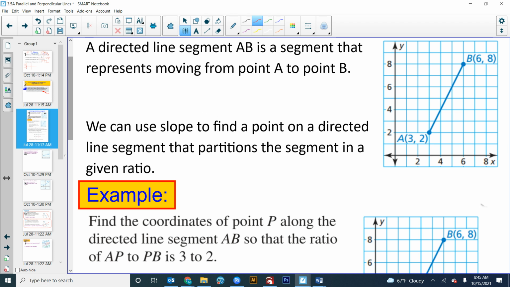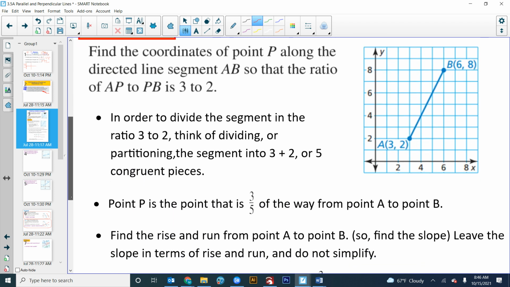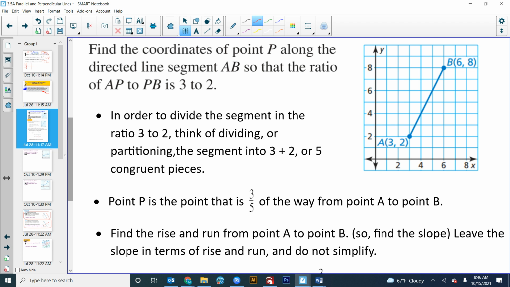A directed line segment AB is a segment that represents moving from point A to point B. We talked about that. You start on point A and you're given directions to move to point B. If you think of it that way, the way you write that matters, all right? Let's do an example. We got point A and point B.